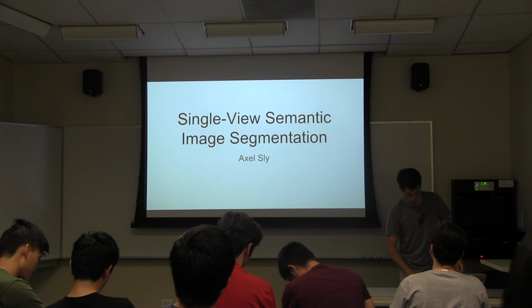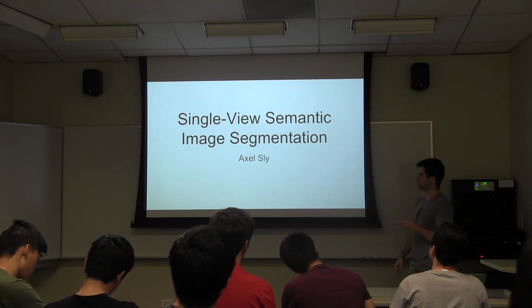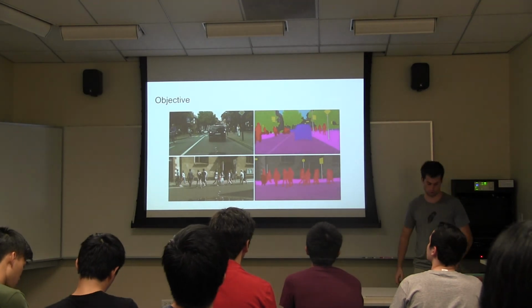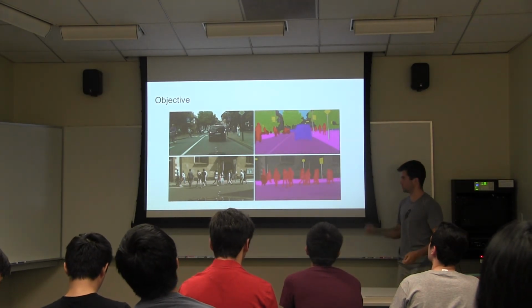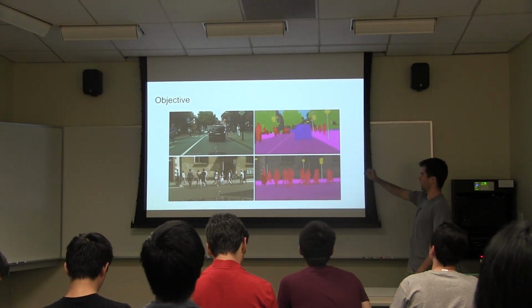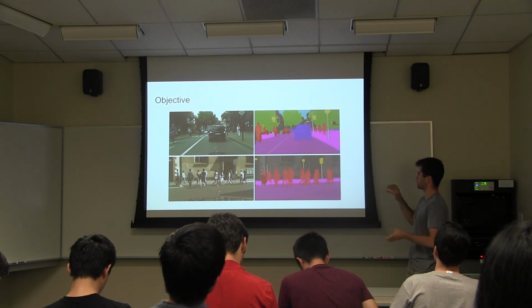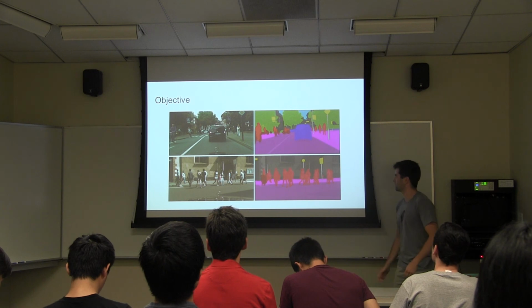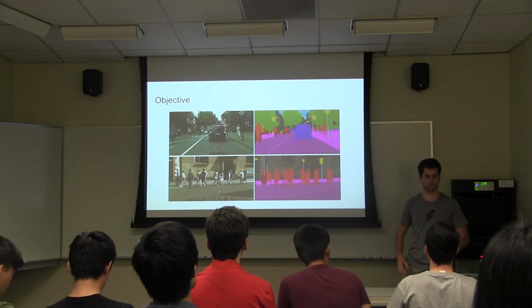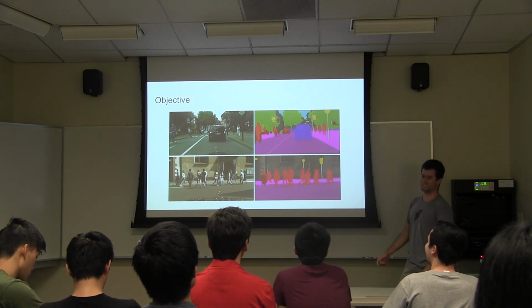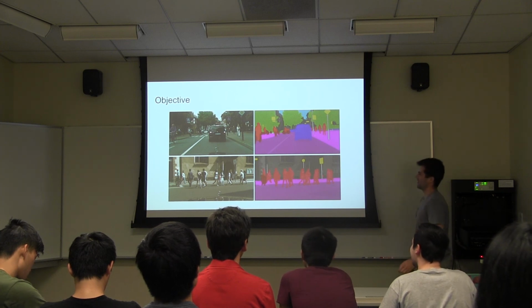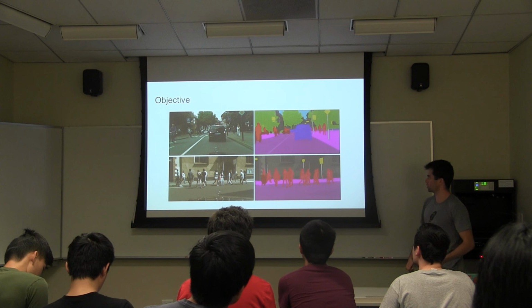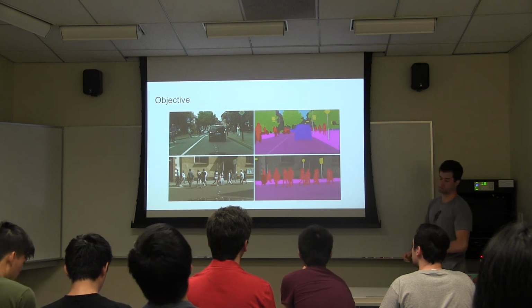Hi everyone, I'm Axel. My project's on semantic image segmentation. So the objective is to take an image and then parse it into different areas that constitute different classes. You can think of it as a glorified k-means of different classes. As you can see in this case, it's really important in self-driving cars and things like that, but it's not necessarily my focus.